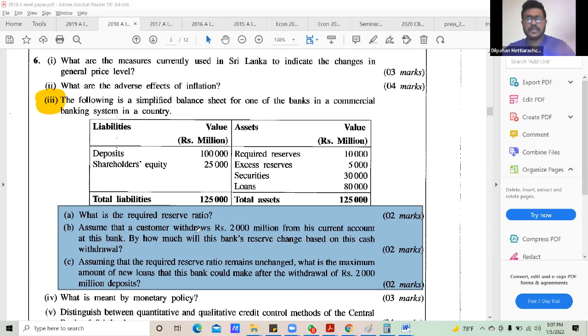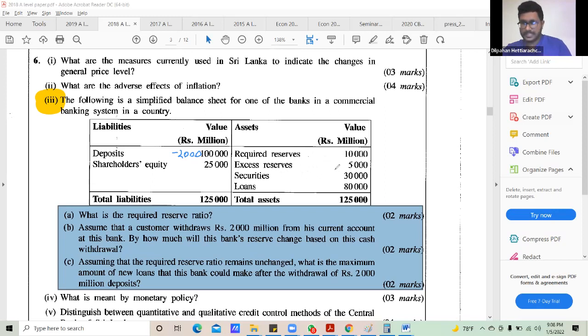Once again, we have to deduct 2,000 from both sides. So very clear, from here you have to deduct 2,000. From deposits, you have to deduct 2,000. Okay. And then what's the other reduction? Then you might have a problem. Are we deducting from this 10,000 or are we deducting from excess reserve?